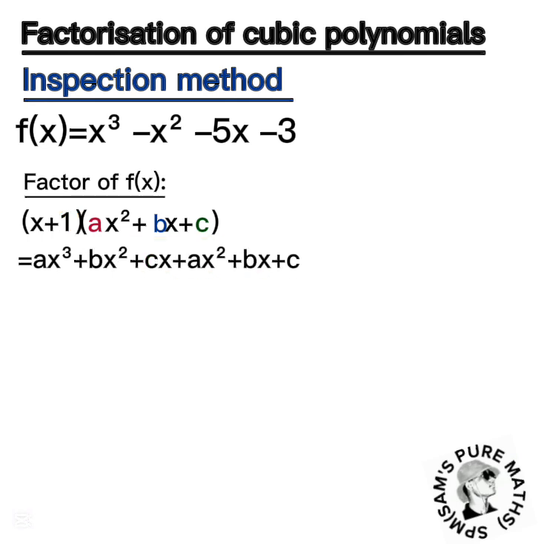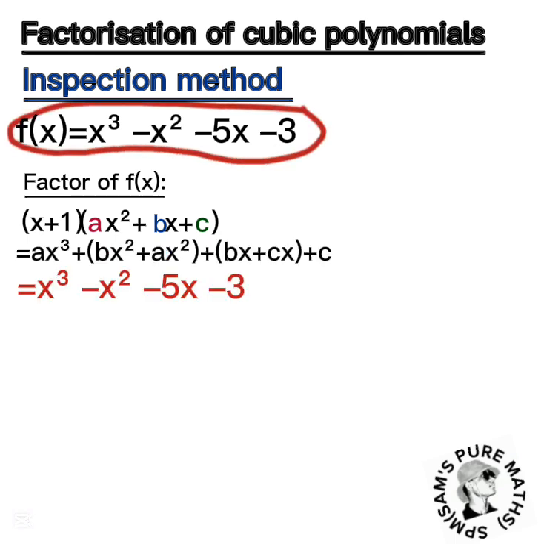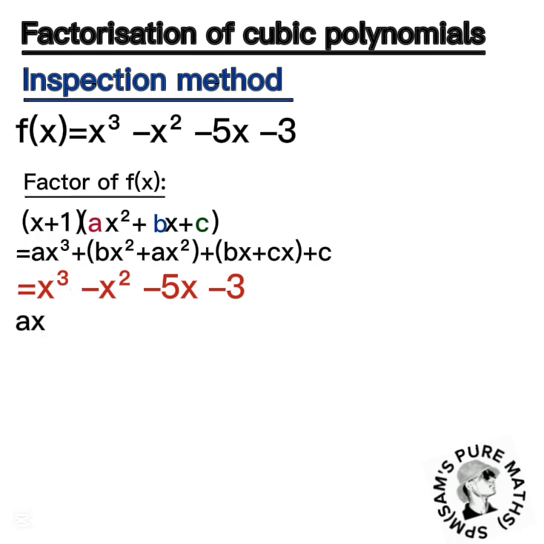We are done with multiplying. Now let's pair them according to their common factor. Bx squared will go with ax squared. Cx will go with bx. Let me write it down. Now let's compare it with f of x. We equate them according to their common factors. Ax cubed will go with x cubed.